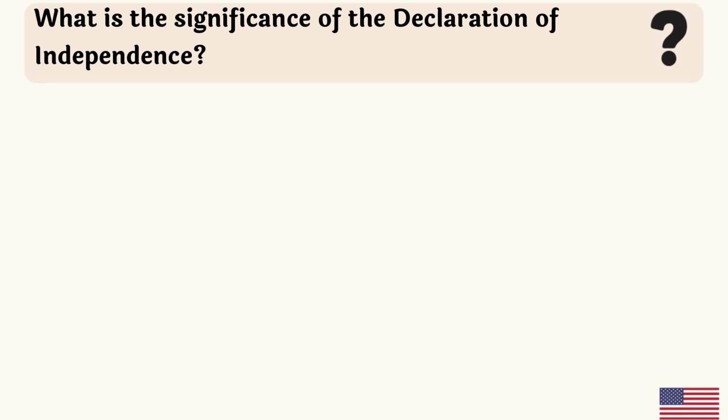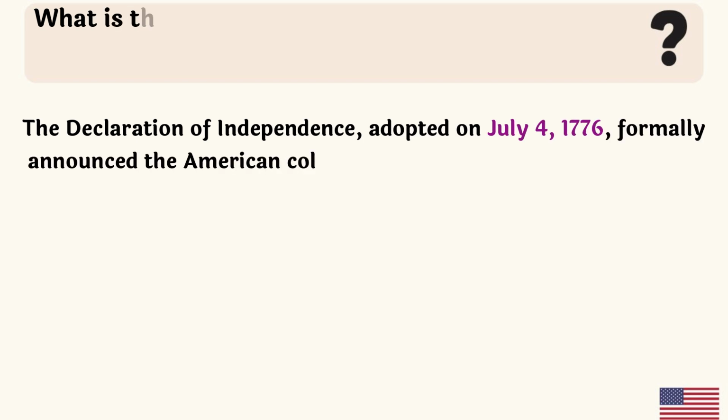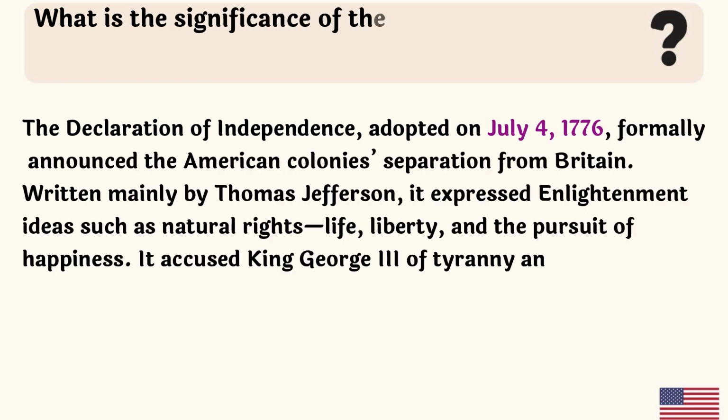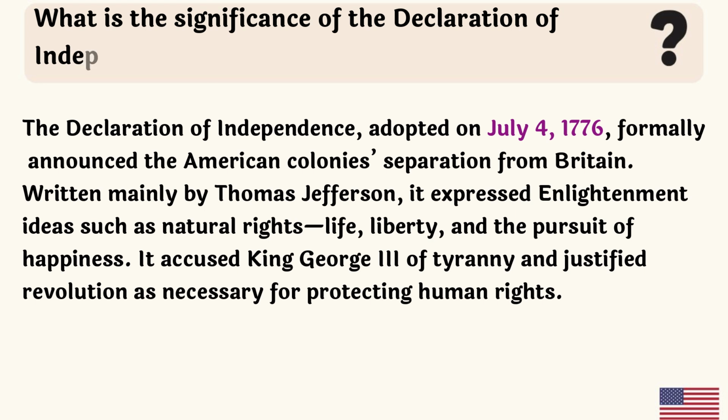What is the significance of the Declaration of Independence? The Declaration of Independence, adopted on July 4, 1776, formally announced the American colonies' separation from Britain. Written mainly by Thomas Jefferson, it expressed Enlightenment ideas such as natural rights, life, liberty, and the pursuit of happiness. It accused King George III of tyranny and justified revolution as necessary for protecting human rights.